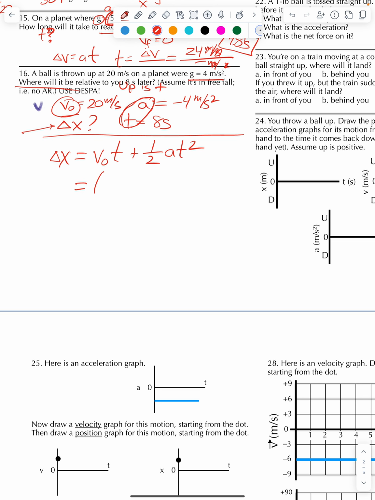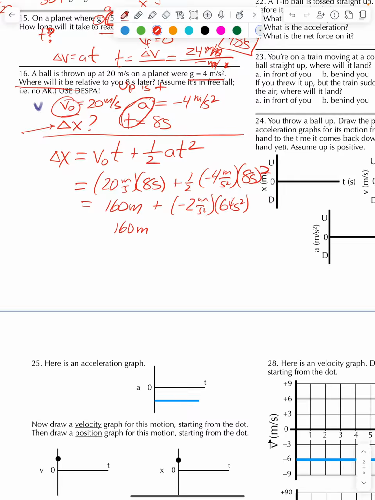So I'll just do it really quickly. You put in 20 meters per second, the time is 8 seconds, plus 1/2, acceleration is negative 4 meters per second squared, and it's 8 seconds squared. So this gives me 160 meters. Then 1/2 times negative 4 is negative 2 meters per second squared, and 8 seconds squared is 64 seconds squared. So this gives me 160 meters plus negative 128 meters, and that gives you 32 meters, which is what we got.